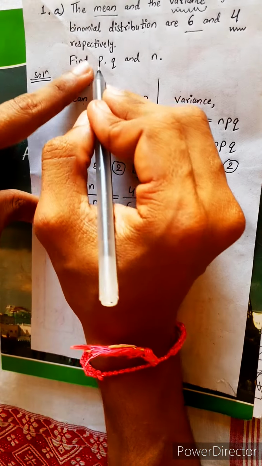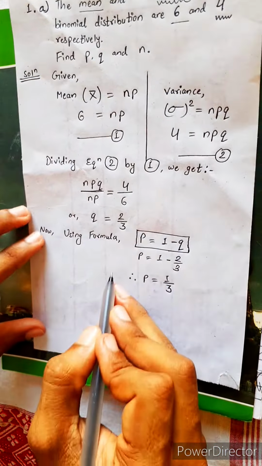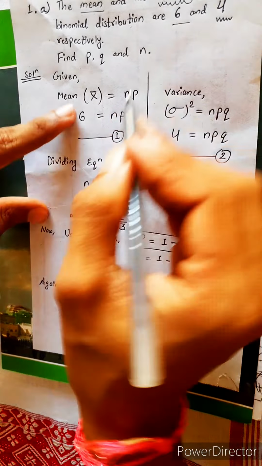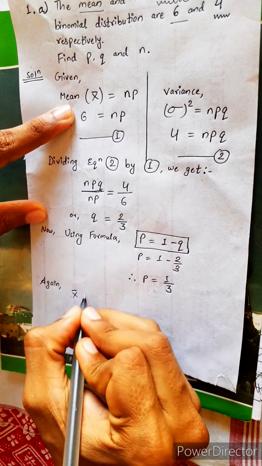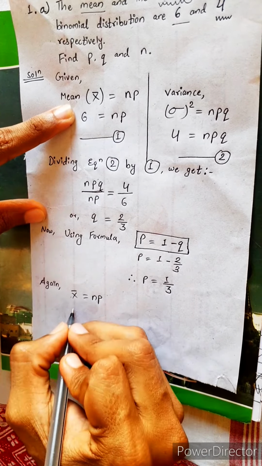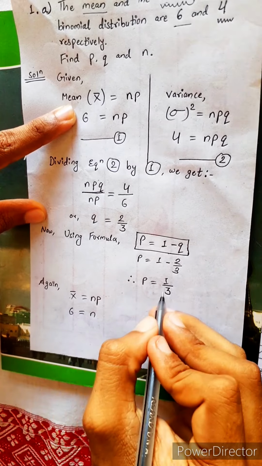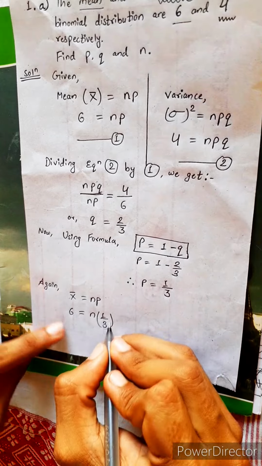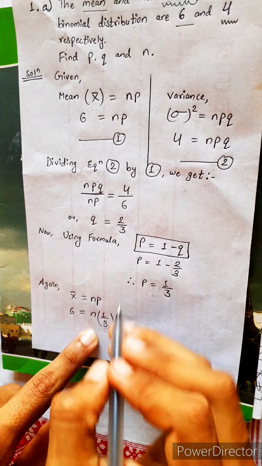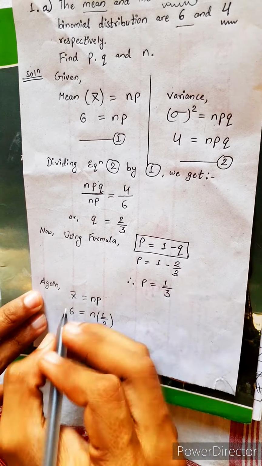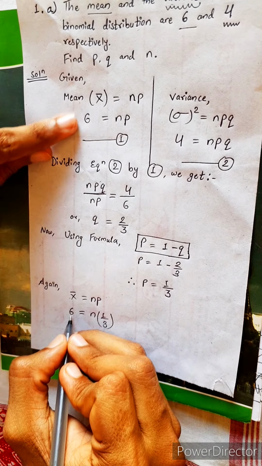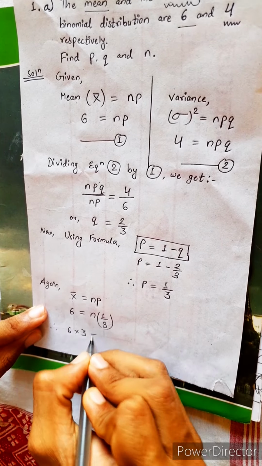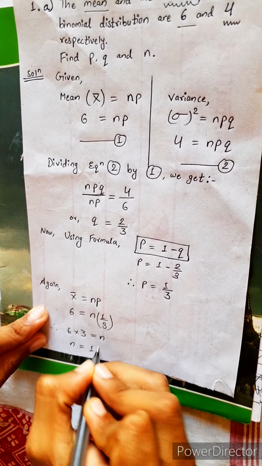Now what is being asked? p is found, q also found, n we need, no? Let's use here again x bar equals np. How much is x bar? 6 equals n, and p is 1 by 3. From where did we get this? This p value we got from here, 1 by 3, and this x bar we got from here, 6. So therefore, 6 into 3 equals n, n equals 18.